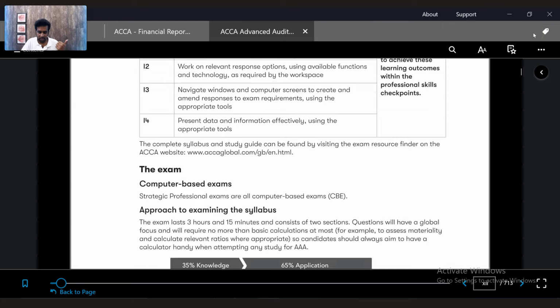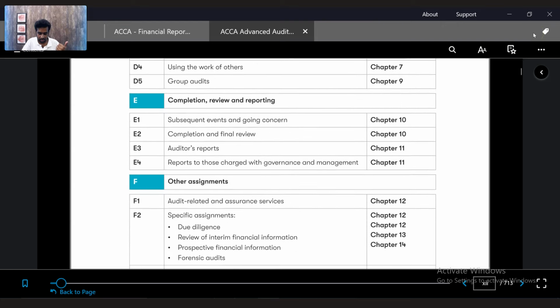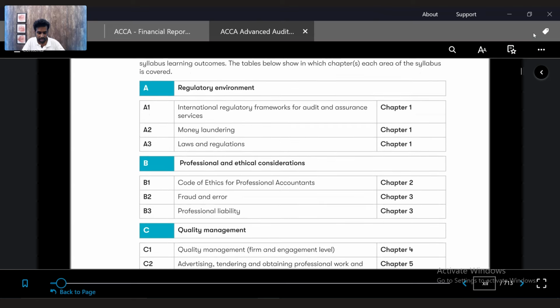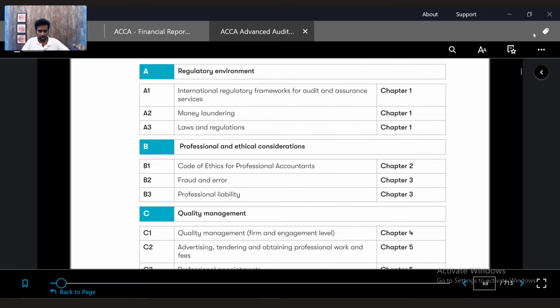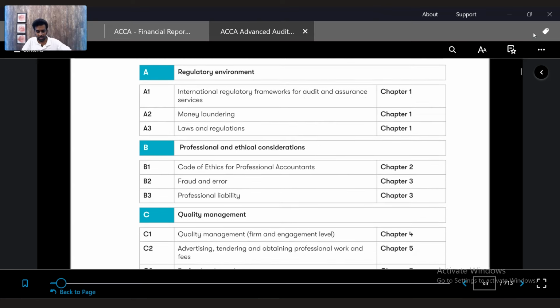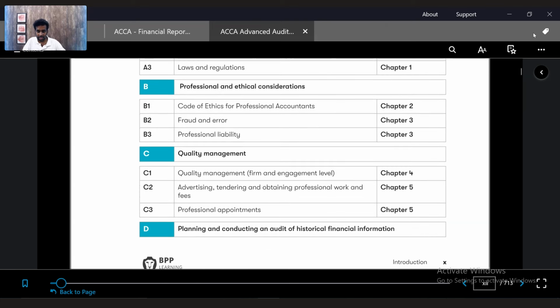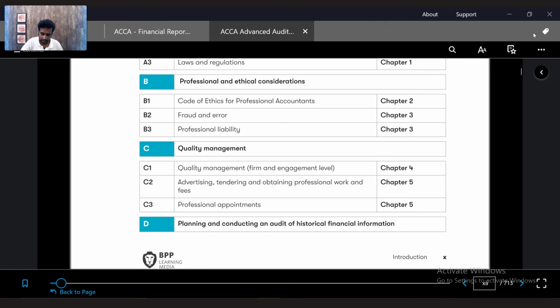The planning stage of audit specifically talks about your part A, the regulatory environment: how the audits are governed, how the auditors are governed, money laundering, what money laundering is, what the laws and regulations are with respect to audit, etc. How we apply the professional and ethical considerations is also included. The quality management process that we need to implement before we even start the audit or while we are pursuing the audit, and after we have completed the audit, the quality management procedures.